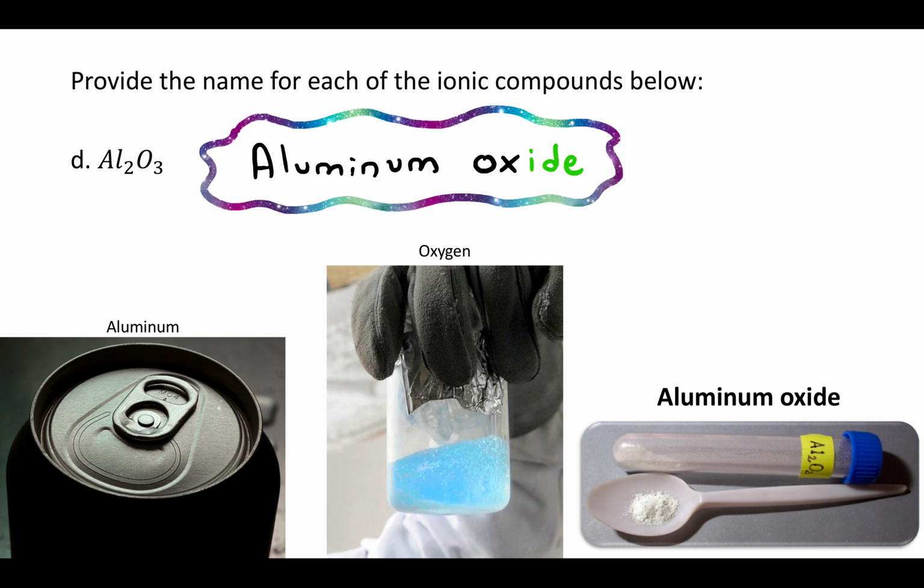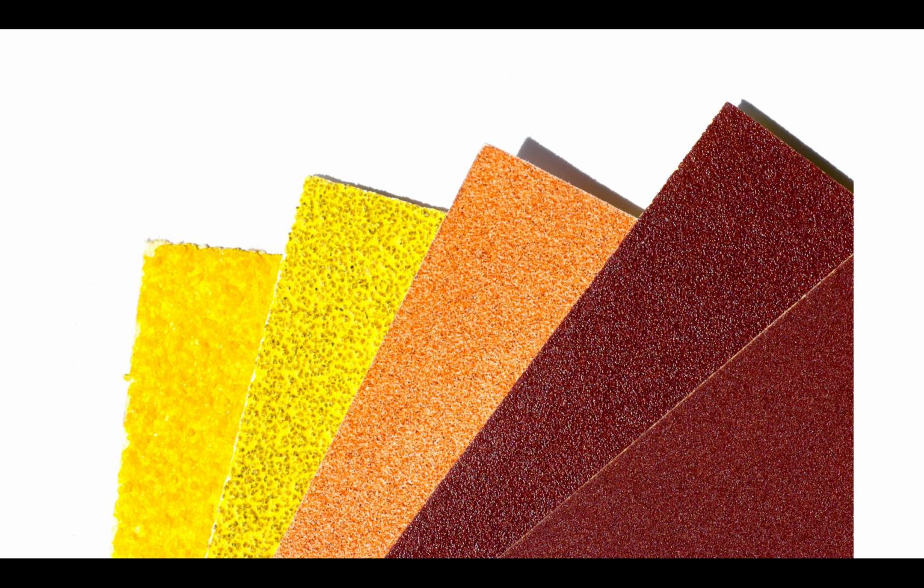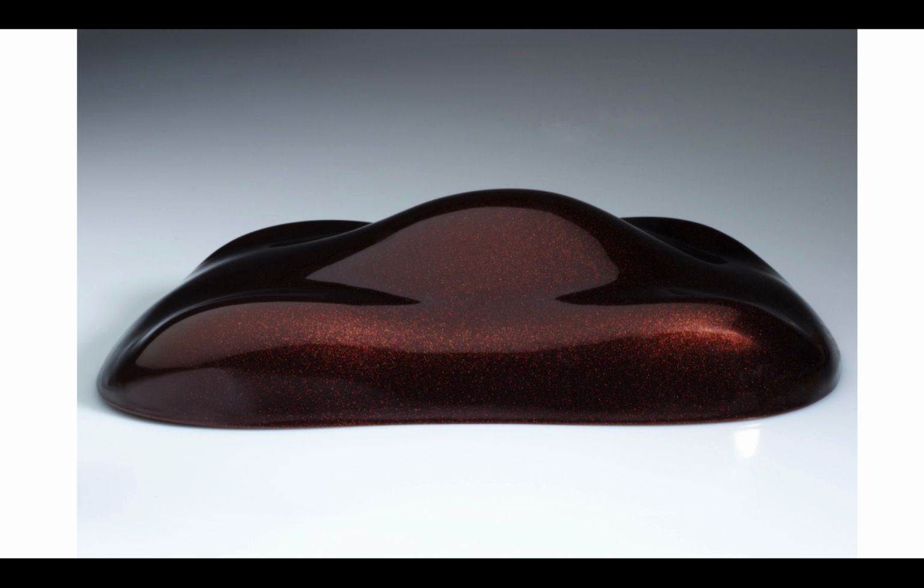So if you take aluminum, which makes up those aluminum cans that sodas are in, mix it with oxygen, then you will get aluminum oxide. Aluminum oxide is really hard, and so it's used on the surface of sandpaper to help smooth things down, and it's also added to paints to help make them glossy. This is one of the things that makes new cars shine more.